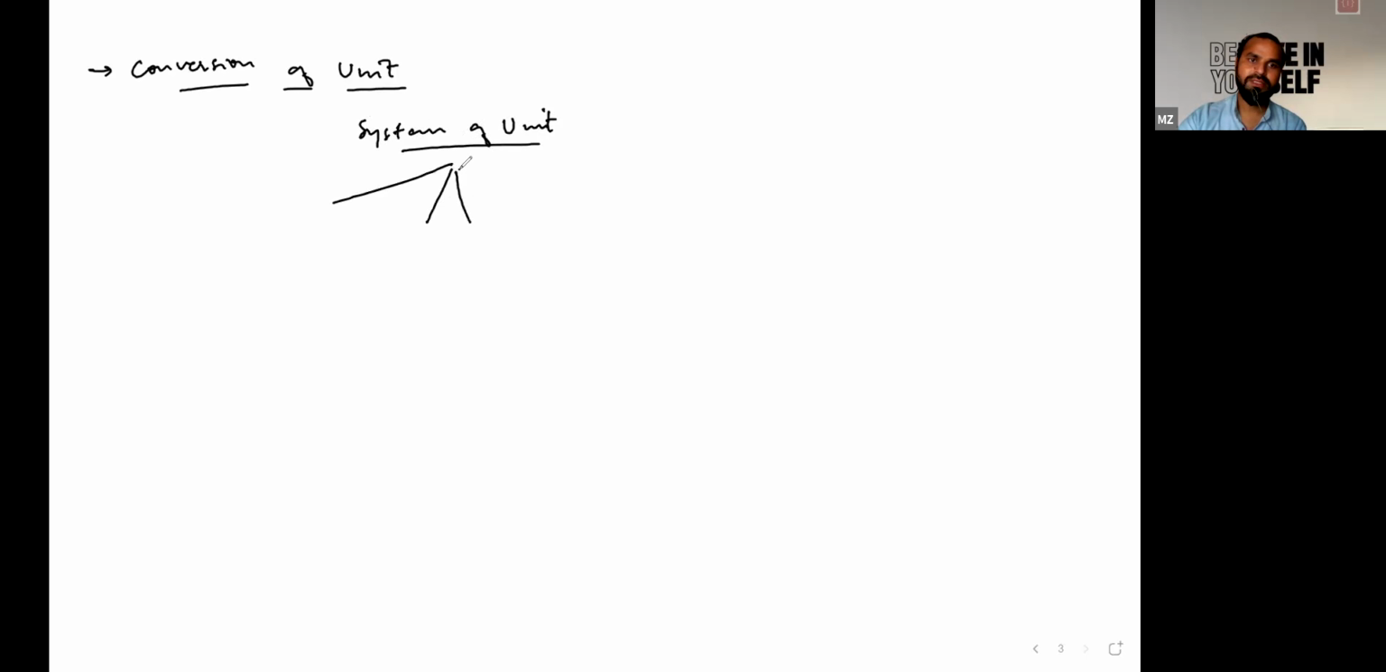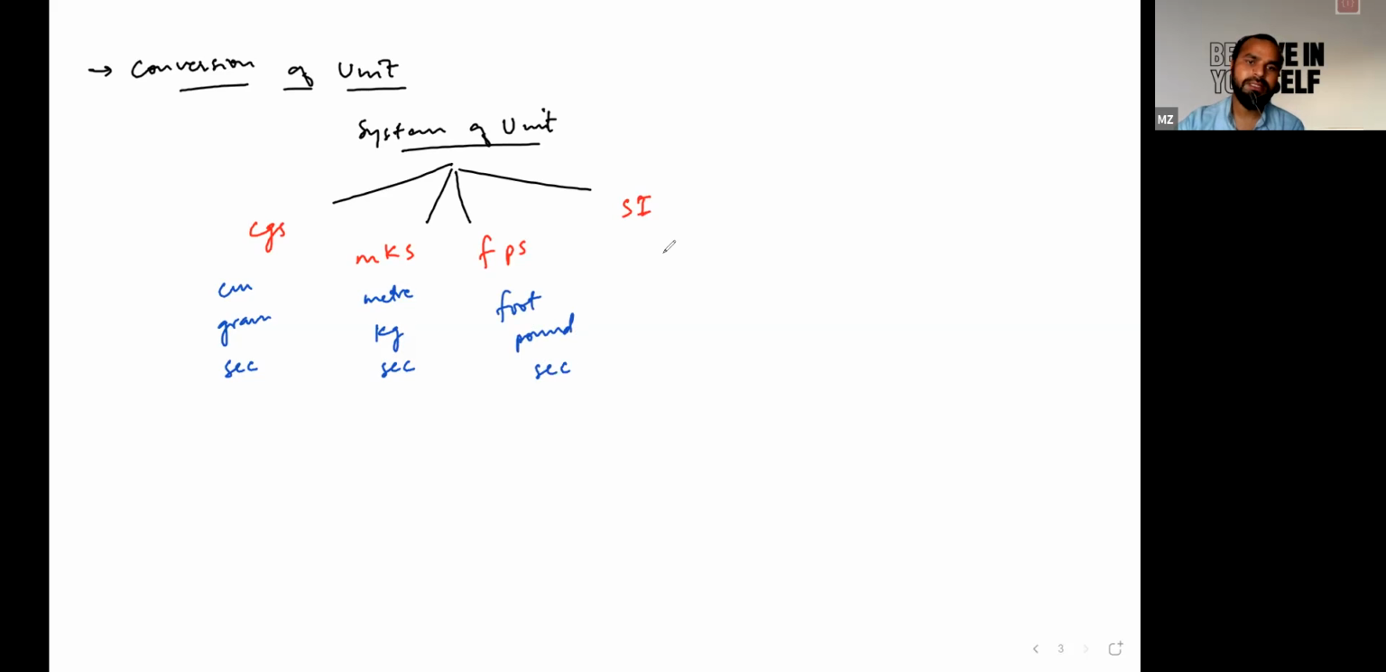The next application is conversion of units from one system to another. For this, we first define system of units. We have mainly 4 different types of systems. First is CGS, second is MKS, third is FPS, and the last is SI unit. CGS means centimeter, gram, and second. MKS means meter, kilogram, and second. FPS means foot, pound, second.